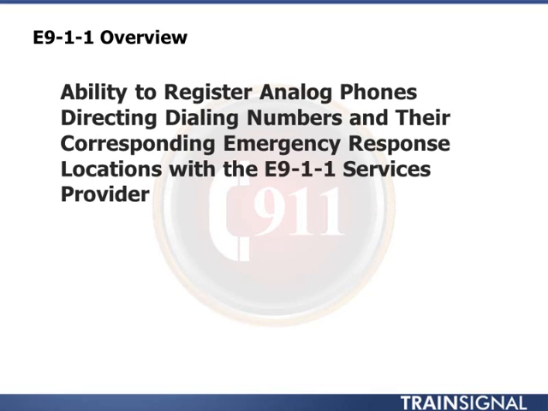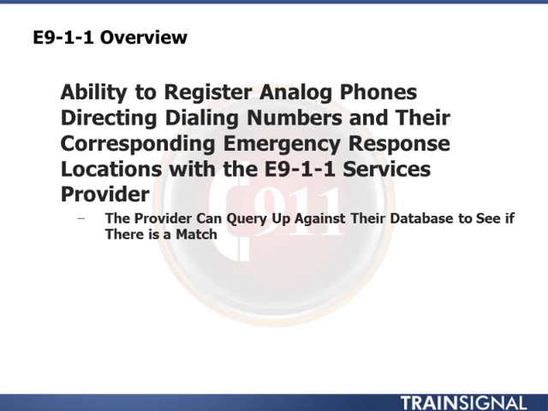In our second choice, if your E911 services provider supports this option, you have the ability to register analog phones' direct inward dialing numbers and their corresponding emergency response locations with the E911 services provider. So when a call comes into the E911 services provider, if there is not a known location getting passed along with the call, the provider can query against their database to see if there's a match. The query on the database is going to look up the direct inward dialing number and see if there's a match for a location.